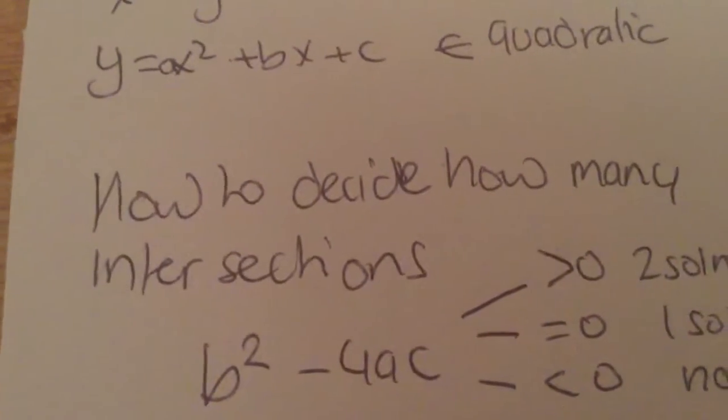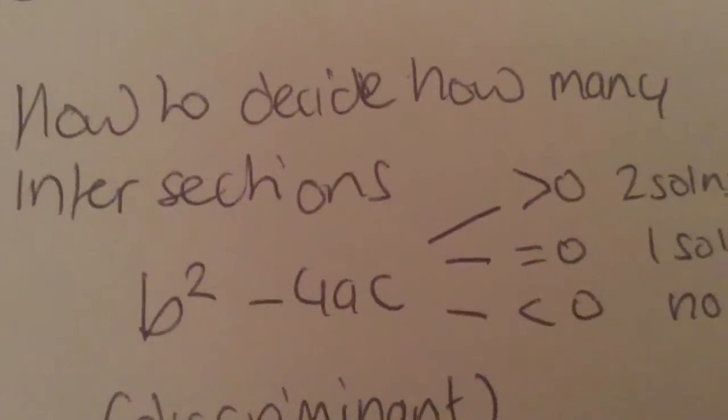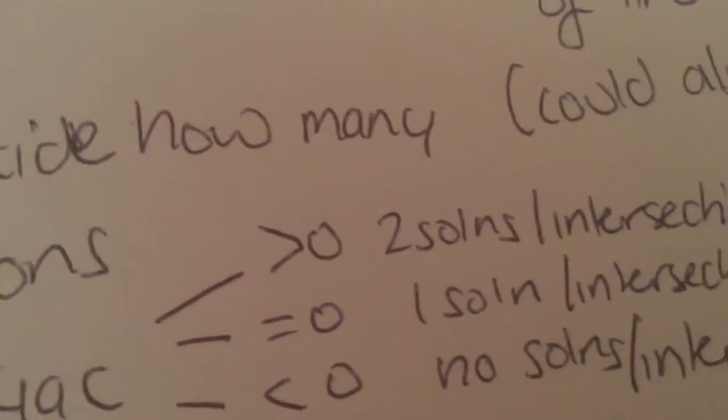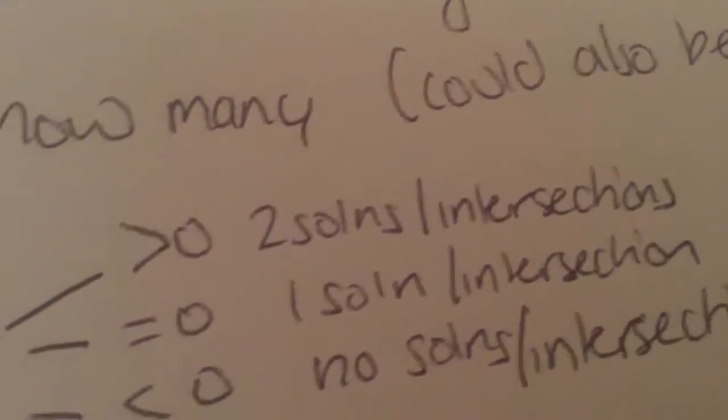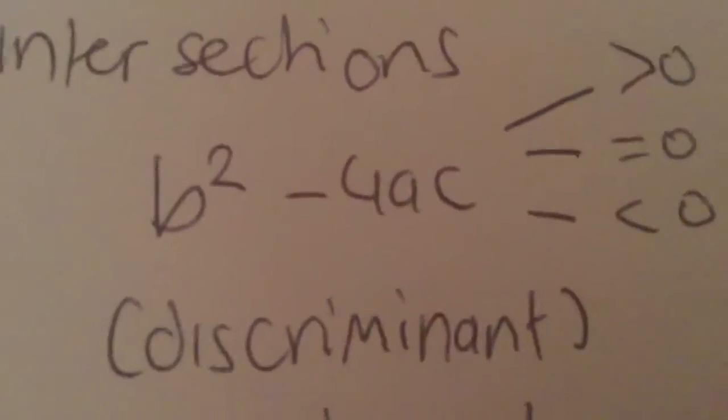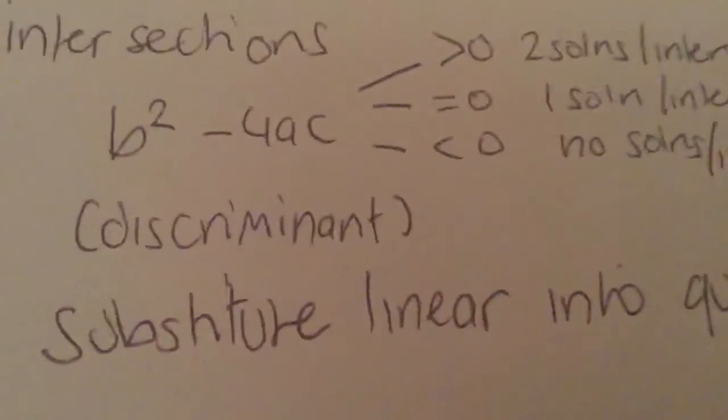How are you going to decide how many intersection solutions you've got? You can use the discriminant b squared minus 4ac, and if it's greater than 0, you've got 2 solutions and intersections. One solution would be when it equals 0, and no solutions when it's less than 0. Not particularly exciting. We know what discriminant is.